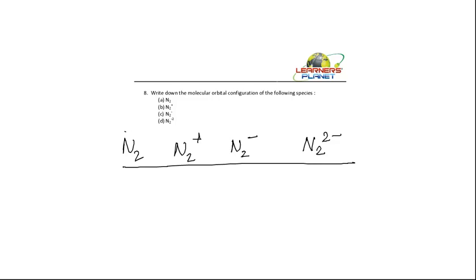The question says to write down the molecular orbital configuration of the following species. The species given are nitrogen, N2 plus, N2 minus, and N2 2 minus. So we will be drawing the molecular orbital configuration of such species.